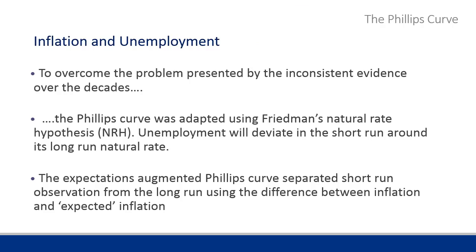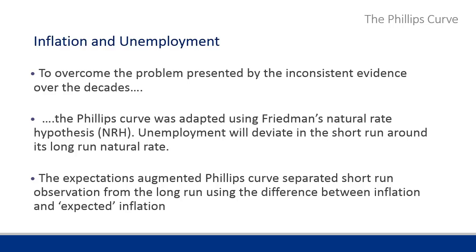So how do we get around this problem of the inconsistency across the decades? Well, Milton Friedman came up with a natural rate hypothesis that allowed, and we have done this in terms of aggregate supply, a long-run Phillips curve and a short-run observation away from that long run. So now we can explain almost any observation by the combination of a long-run element in unemployment and a short-run element.